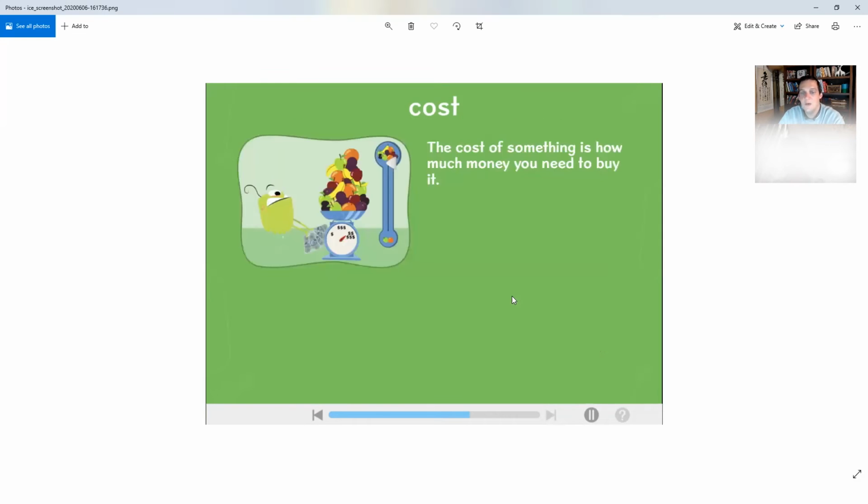What is cost? The cost of something is how much money you need to buy it. Yes, very good. How much money you actually need to buy it? The price, the cost and the price. What is the cost of a car? What is the price of a car? How much money is a car?